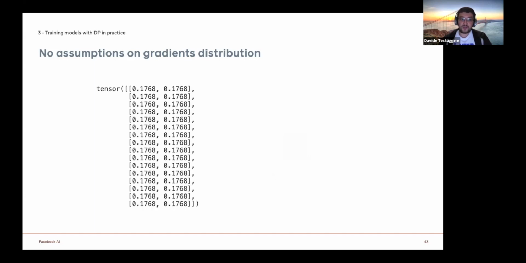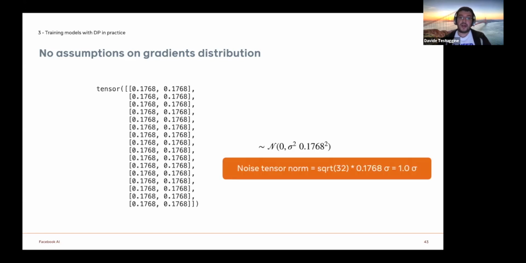However, when it comes to deciding what's the right amount of noise to mask them, how this mass of 1.0 is distributed across the components actually matters. So in the best case scenario that we see here, where everything is perfectly evenly distributed, then we know that no component is bigger than 0.1768. So we could dimension our noise tensor based on that. And math happens, and indeed the norm of this noise tensor will also be 1.0. I kept the parameter sigma here in case you want to make it bigger or smaller, but it would be 1.0.